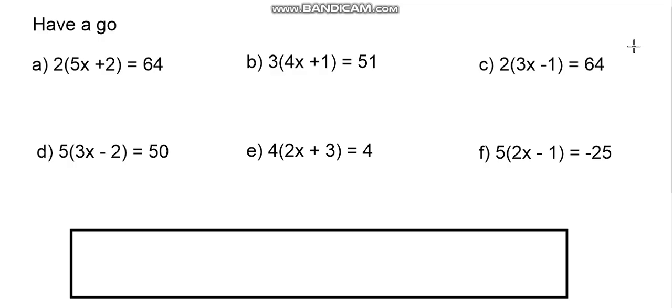Have a go at these questions. Make sure you show your working, whether that's bar modelling or balancing, and press pause, and I will reveal the answers in a minute.